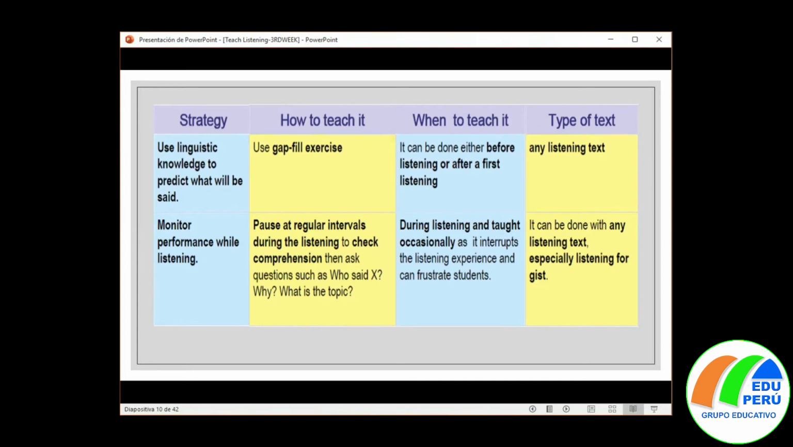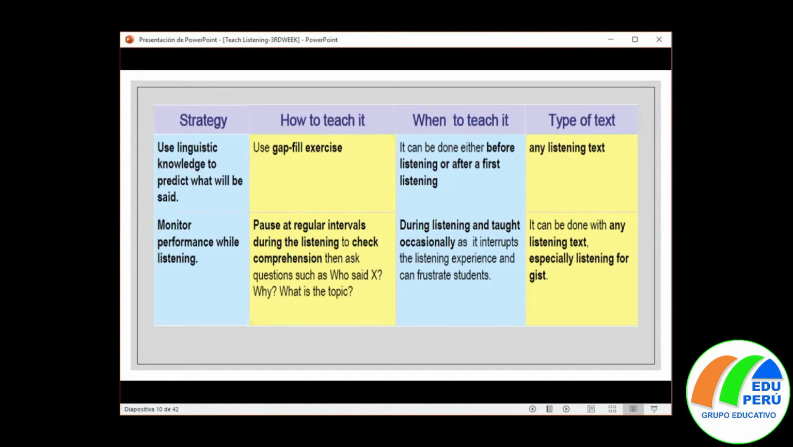When to teach it? During listening and taught occasionally as it interrupts the listening experience and can frustrate the students. Be careful on using that. Don't do it too much because it can stress, because you stop and then start asking. So there is no fluency, no? You stop the fluency here. But if you want to confirm if your students are understanding or comprehending, you can use it, but not too many pauses. And you can use it during listening. This is to check, to monitor, no?